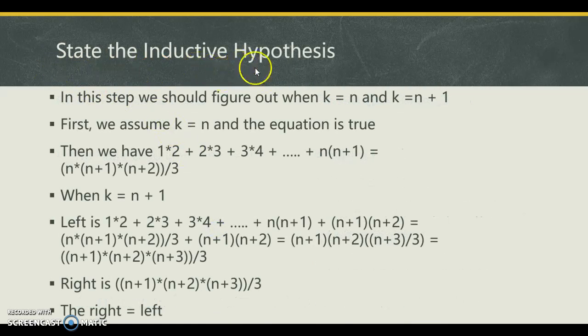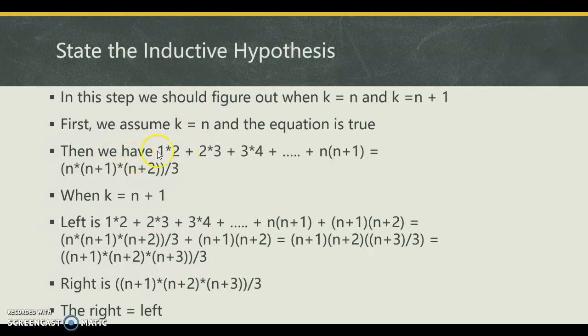state the inductive hypothesis. The inductive hypothesis just lets us figure out whether k equal to n makes k equal to n plus 1 true. So first, we assume that when k equal to n, the whole equation is true. Then we have 1 multiplied by 2 plus 2 multiplied by 3 plus 3 multiplied by 4, and so on until n multiplied by n plus 1, equal to n multiplied by n plus 1 multiplied by n plus 2, divided by 3.